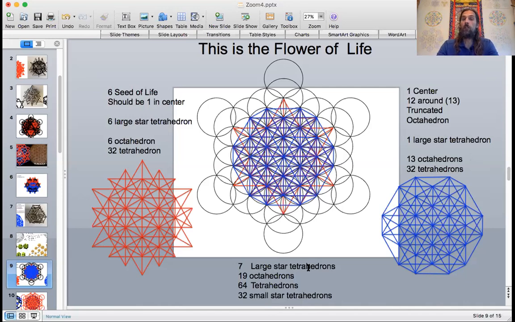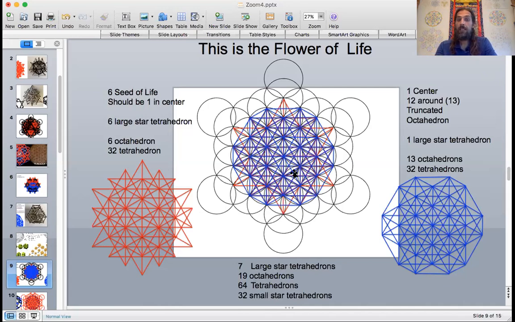So we have 7 large star tetrahedrons coming together. Now that's significant because we have basically a 7 around 1 that just showed up. And that's the seed of life again. See, this is a repeating pattern, 7 around 1. We have 1 at the center and the 6 around, those 6 tetrahedrons around, 7 large star tetrahedrons.